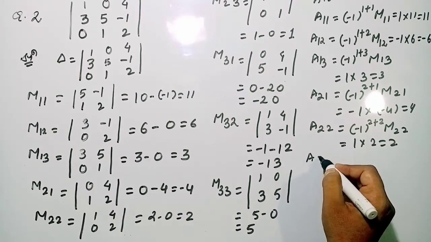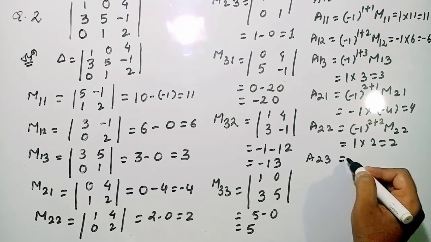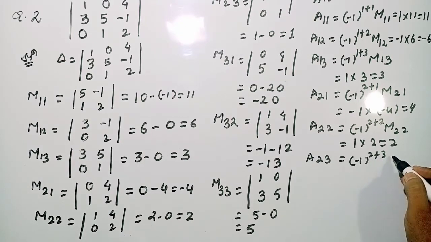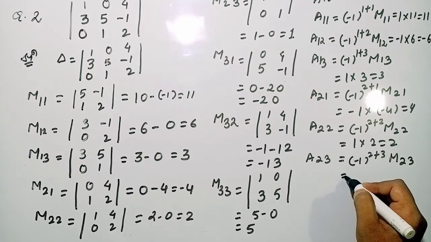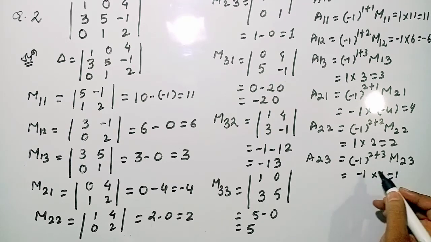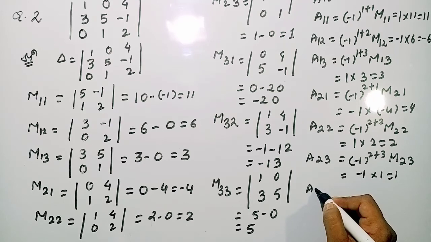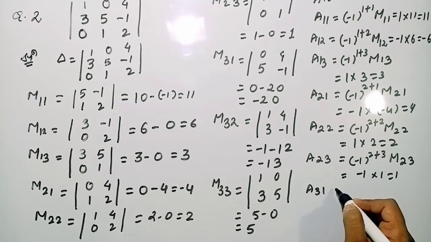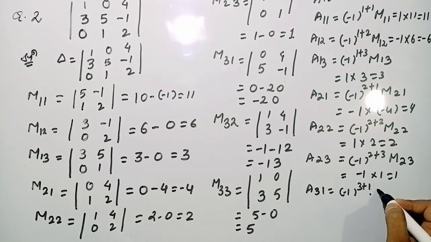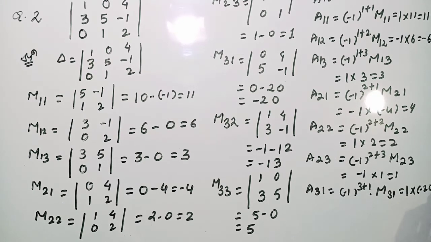Now A23, so -1 to the power 2 plus 3 into M23, okay, so here will be -1 into value of M23 is equal to 1, so finally we are getting -1 over here. Then A31, -1 to the power 3 plus 1, 1 into -20, so we are getting -20.